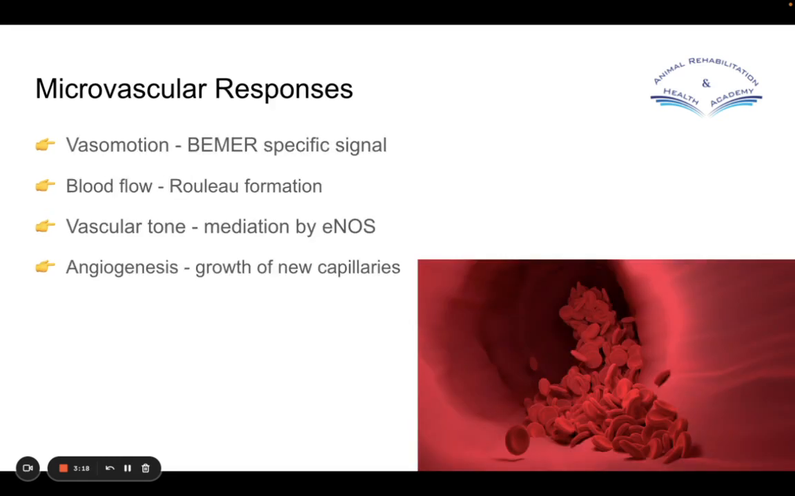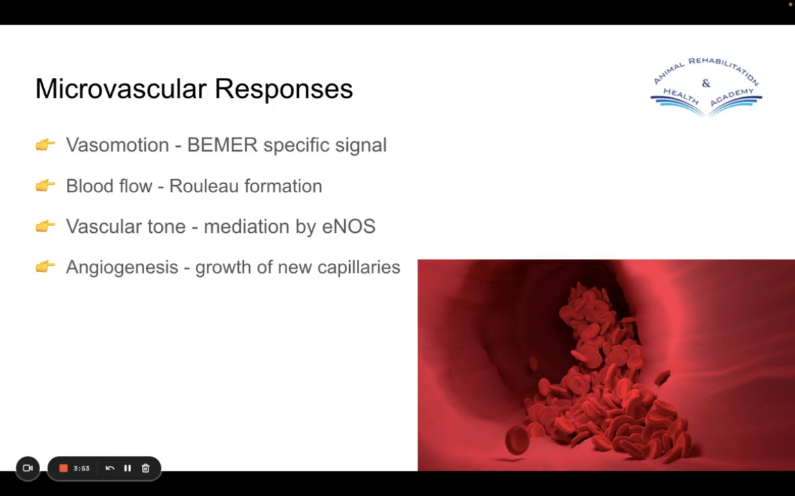So we're going to look at 4 areas of microvascular responses. First one being vasomotion, which is something that BEMA talk about with their specific signal. So we'll go into a little bit more detail on that. You do have some resources for this lesson to accompany this lecture, and those resources do include a video from BEMA which goes into that in more detail. So I won't go on about that too long, but that is one of the 4 things that we're going to look at. We're also going to look at blood flow.